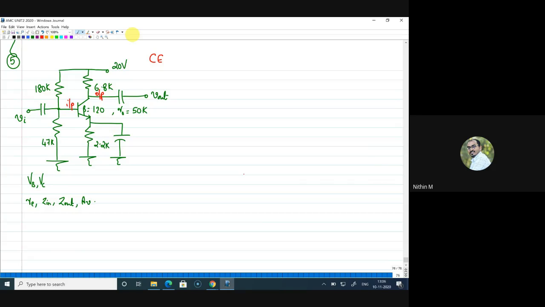Now, what happens to these capacitors? Even in the case of MOSFET, we know that we have taken capacitors as short at the operating point, right? These capacitors are to couple the signal to the circuit and to take the output from the circuit, and the capacitors will maintain the DC operating point. That is the role of the capacitor.